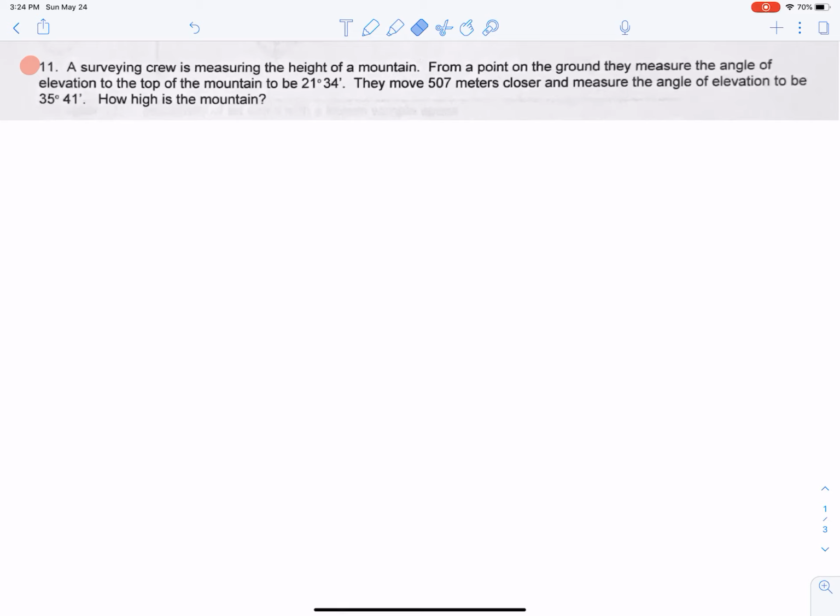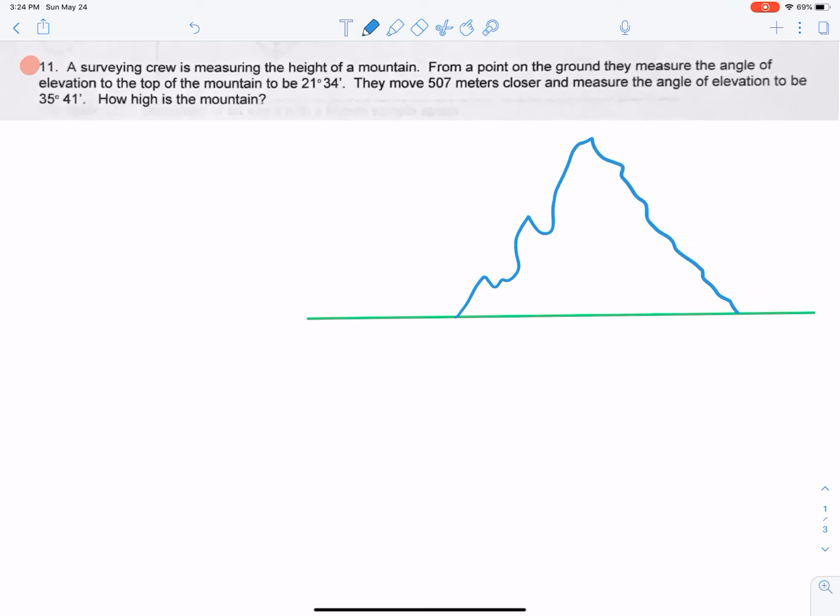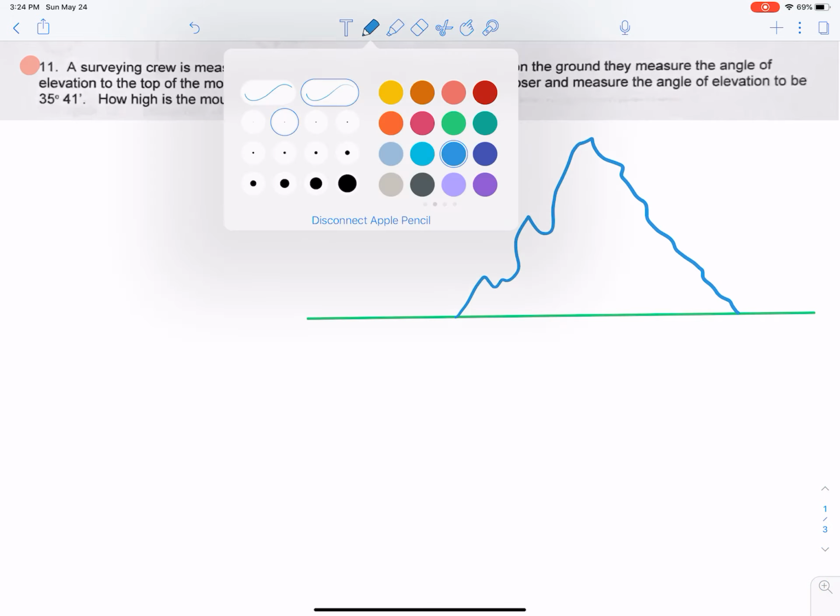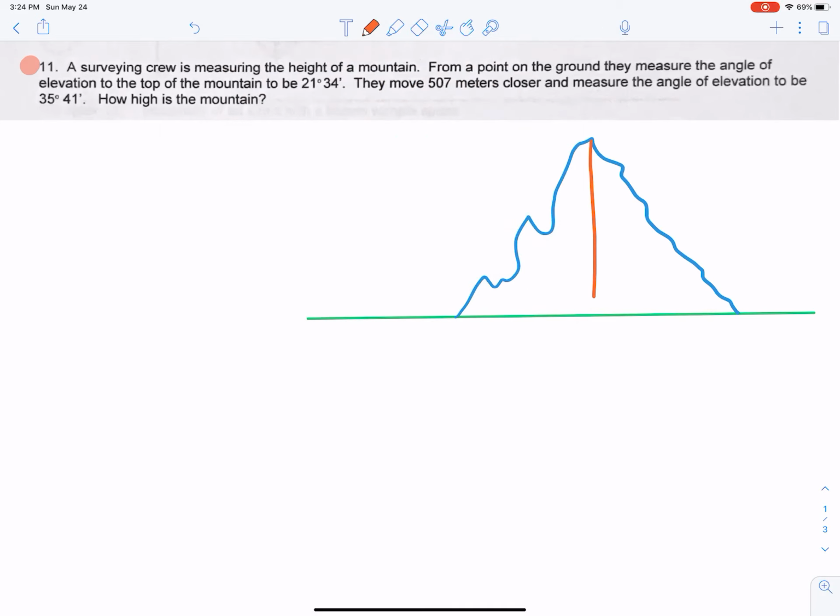So let's draw a picture and first establish the landscape line. Here is the land, this is the horizon, and on top of it there is a mountain, a light blue mountain. We will not make it too fancy. The teacher wants us to know the height of the mountain, so this is the height of the mountain. It is perpendicular to the horizon line.